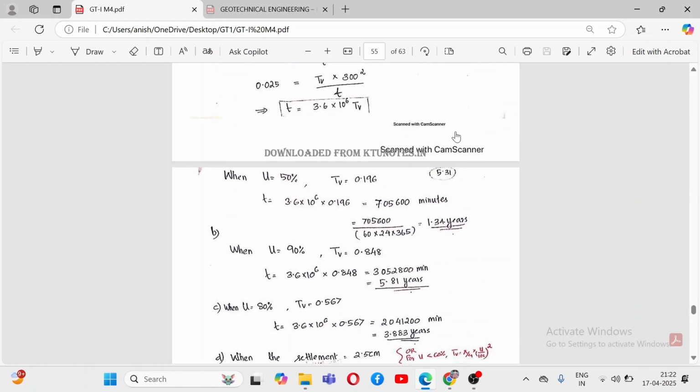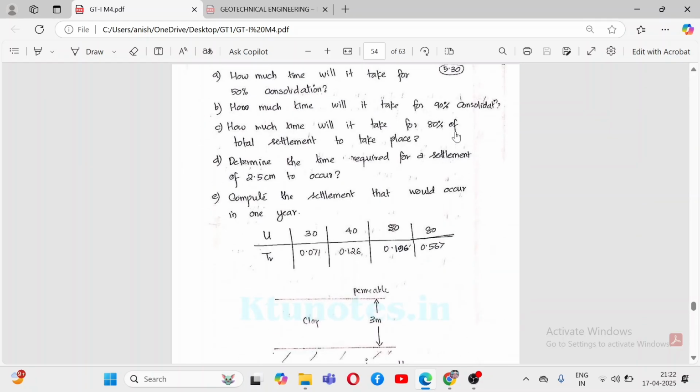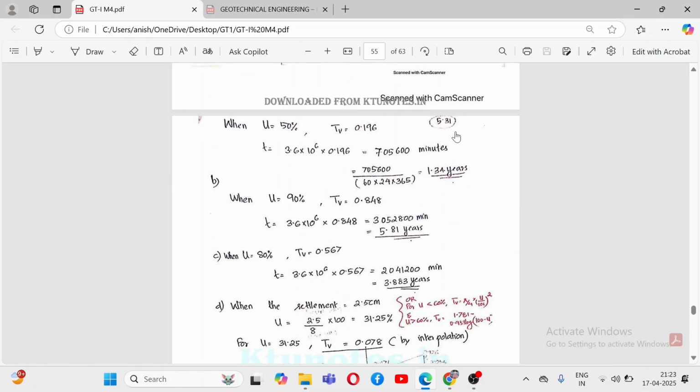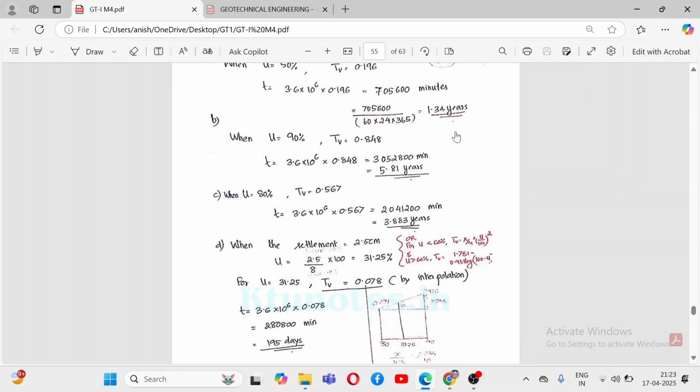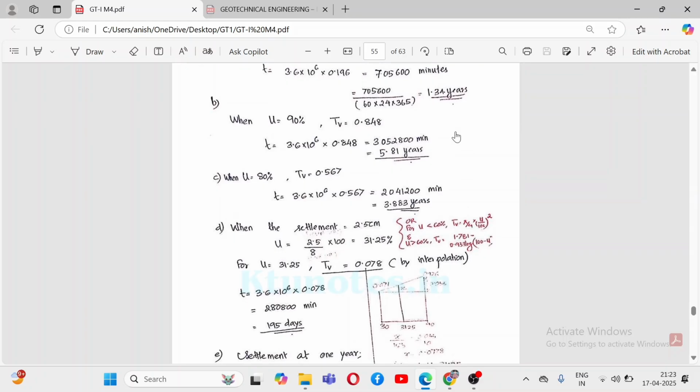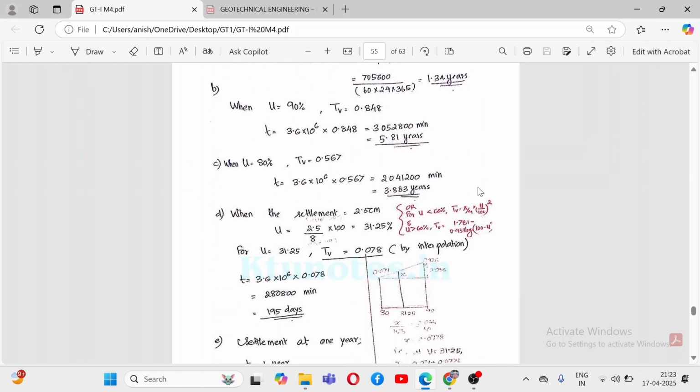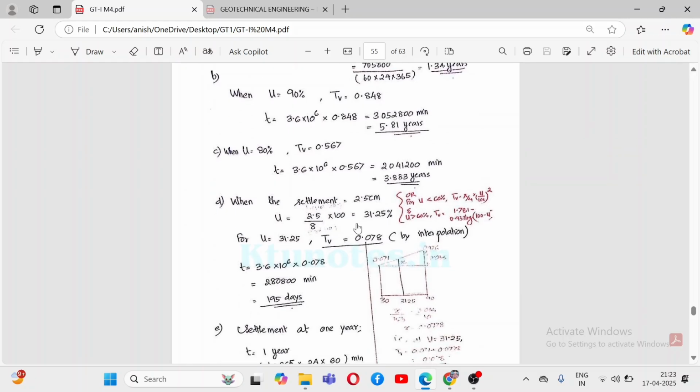Then you have: determine the time required for a settlement of 2.5 centimeter to occur. So when you have a settlement of 2.5 centimeter, what is the final settlement? It is given in the question. You take the final settlement as expected to be 8 centimeters. So divide 2.5 by 8 into 100. You get 31.25%. So U is equal to 31.25%. What is the TV?